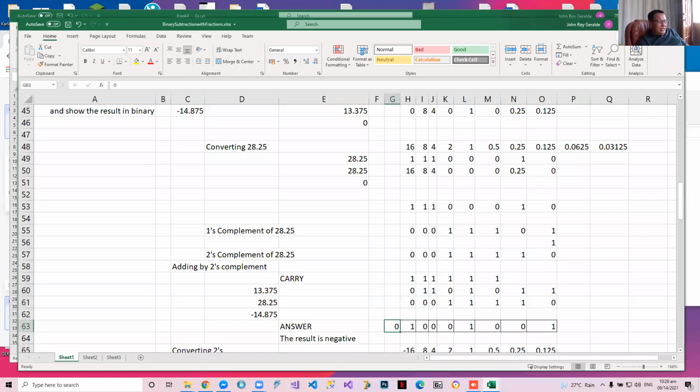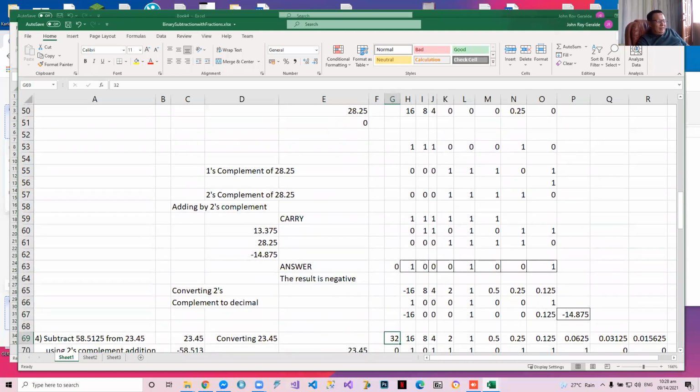The final carry is a 0, the result is negative. Do you follow? So this is the answer. And to compute this, since this is a 1, we just assign this a negative value. So the actual equivalent is 14.875. Any questions so far?